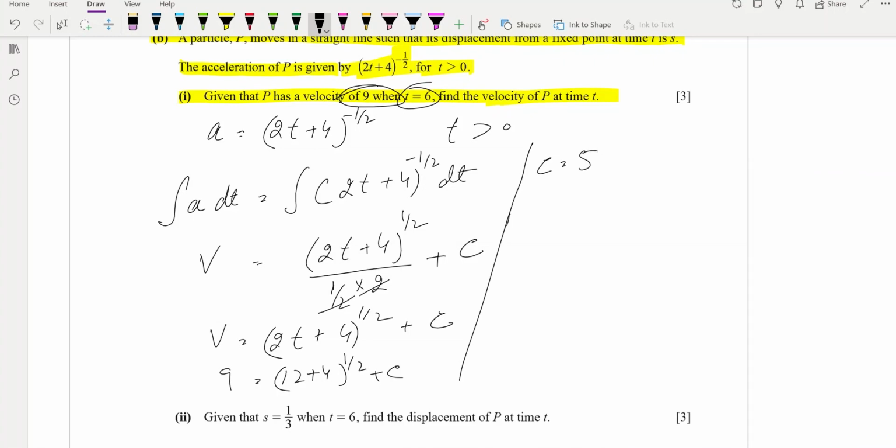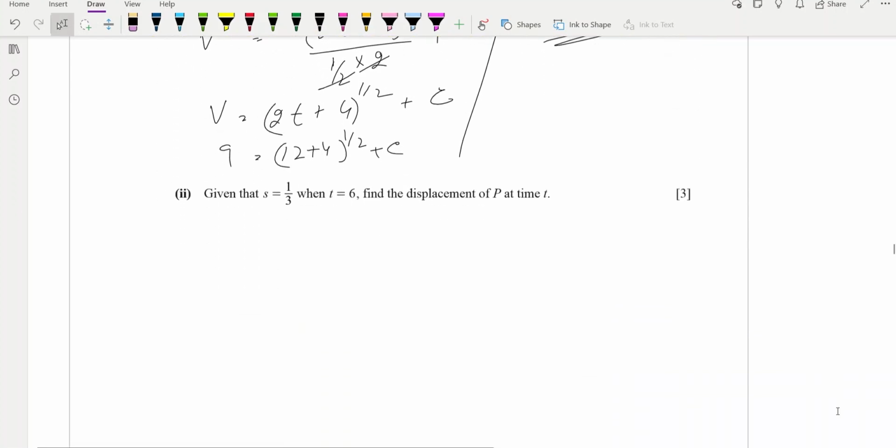So the c value is 5, which we replace in v is equal to 2t plus 4 raised to the power 1 by 2 plus 5. So this is the velocity which is required.